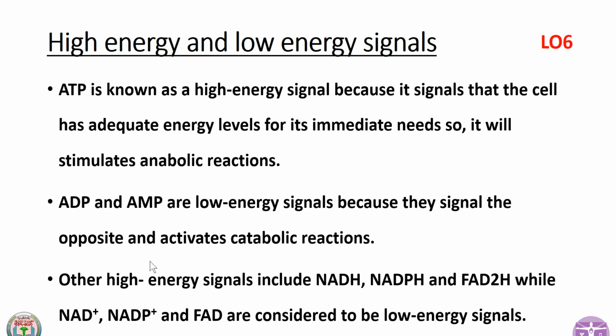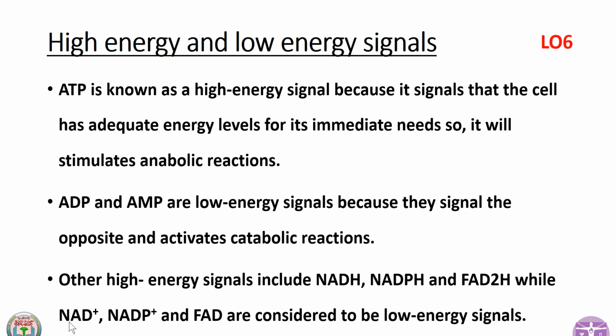Other high energy signals include NADH, NADPH and FAD2H. When these molecules are high in the cell, in their reduced form, the cell will know that it contains high energy signal and high energy molecules, and the process will be converted to anabolism.